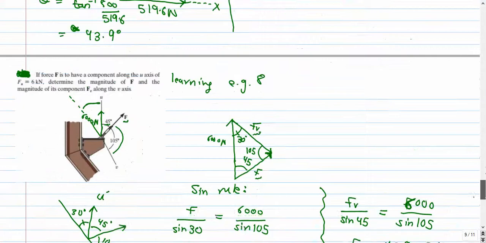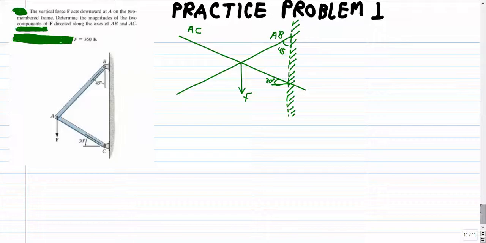Today we are going to look at our first practice problem for this chapter. So the problem says, the vertical force F acts downwards at A on the two-membered frame. Determine the magnitudes of the two components of F directed along the axes of AB and AC.